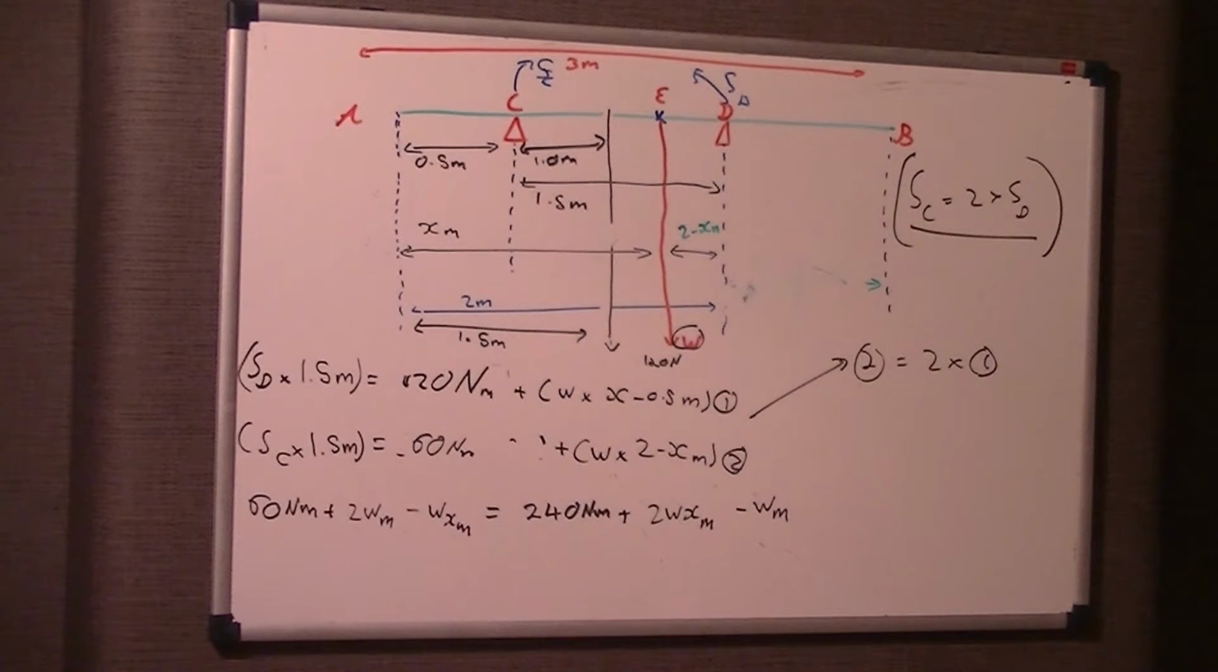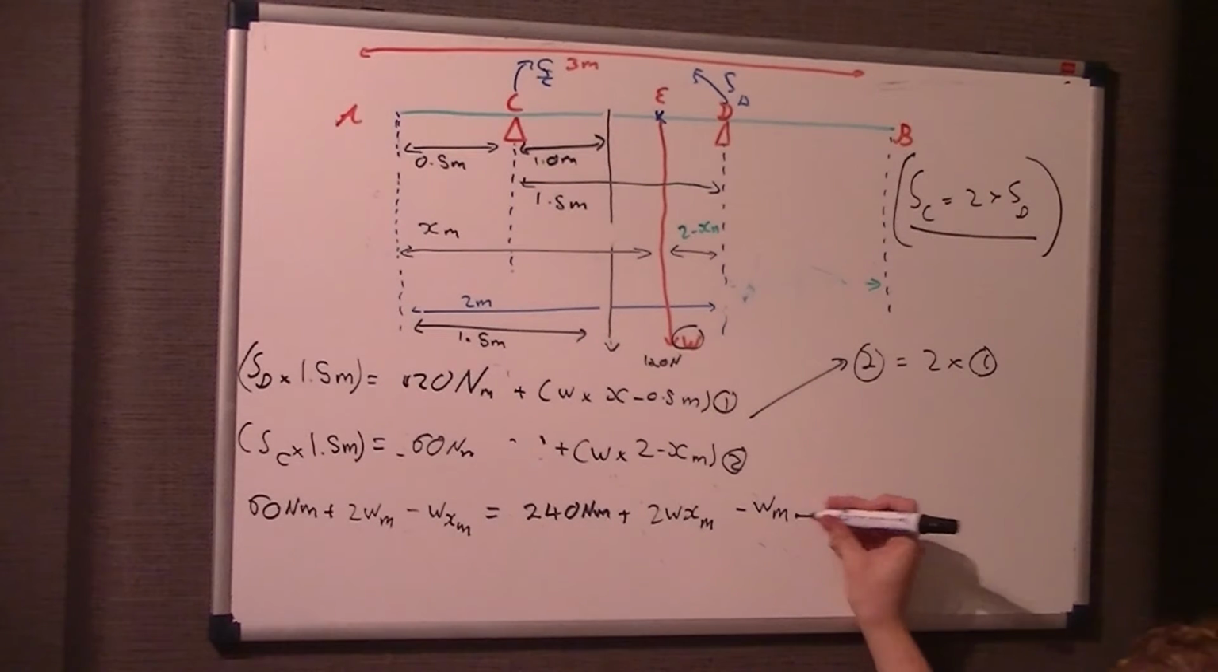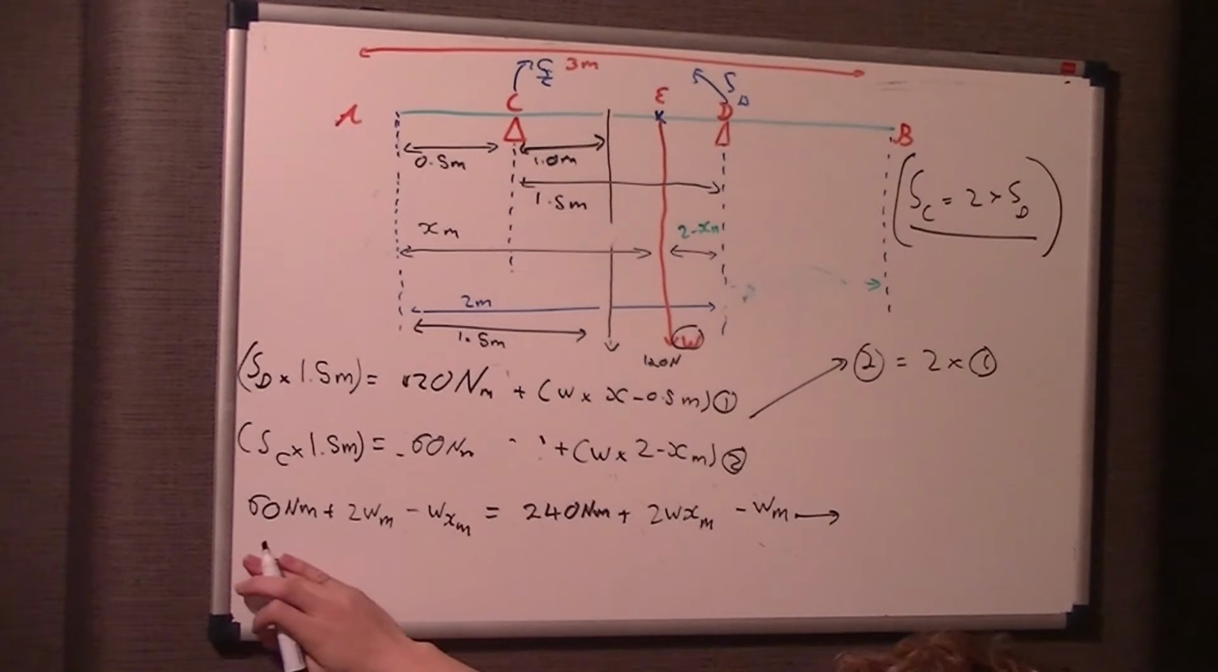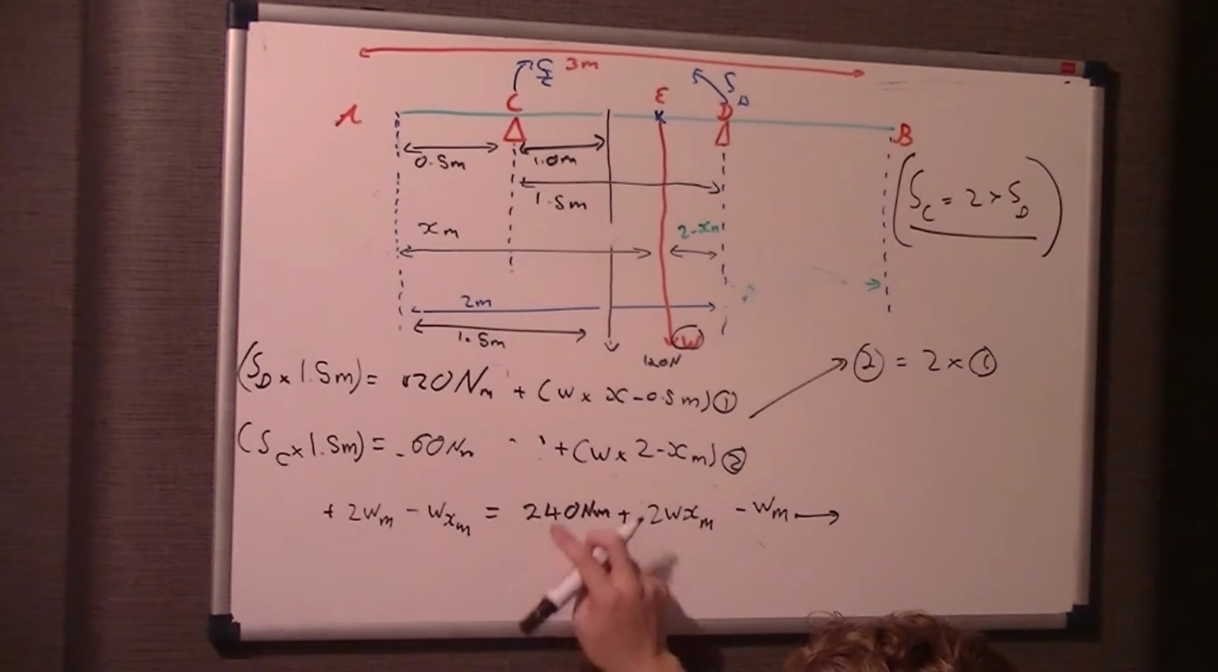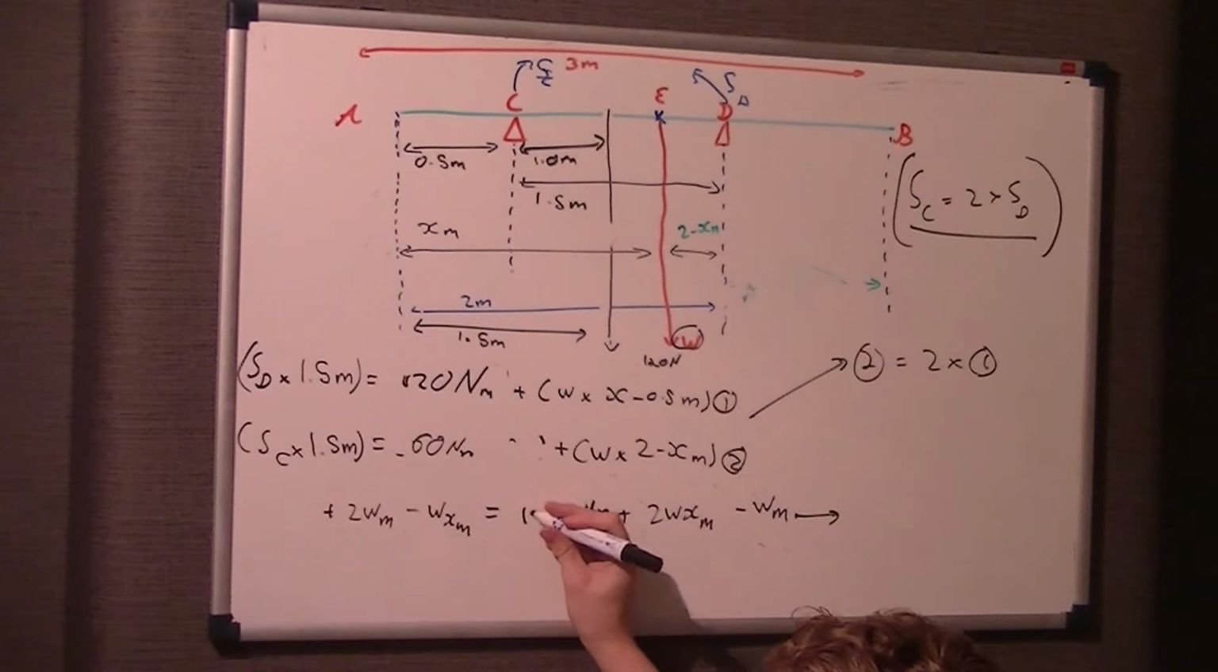Right. So then what we do is simplify that now. If I take 60 from both sides, so take away 60 from this side, take away 60 from this side, we're going to be left with 180 Newton meters.